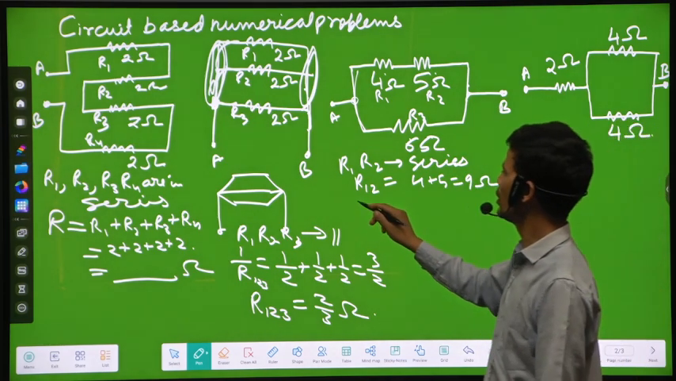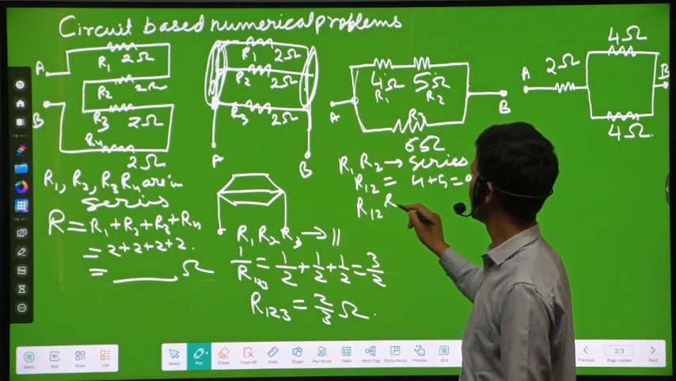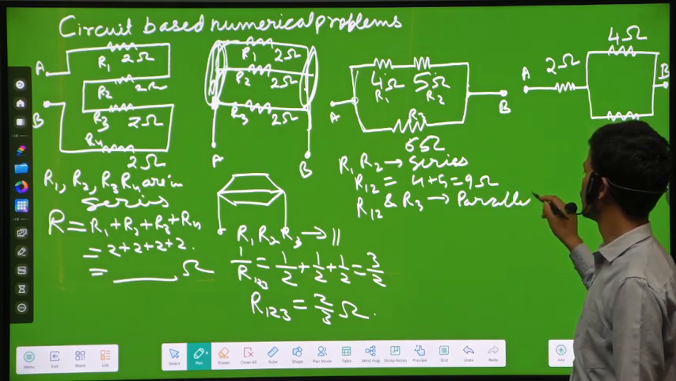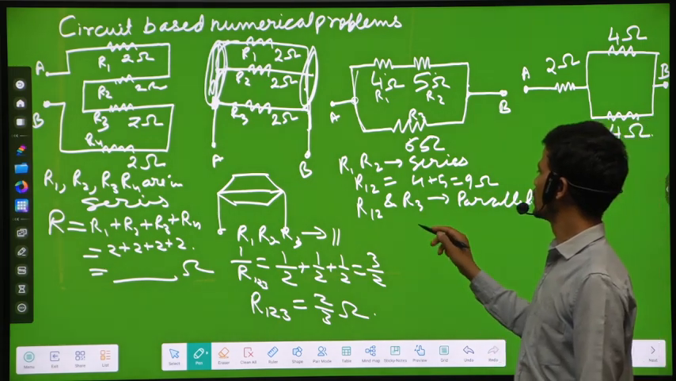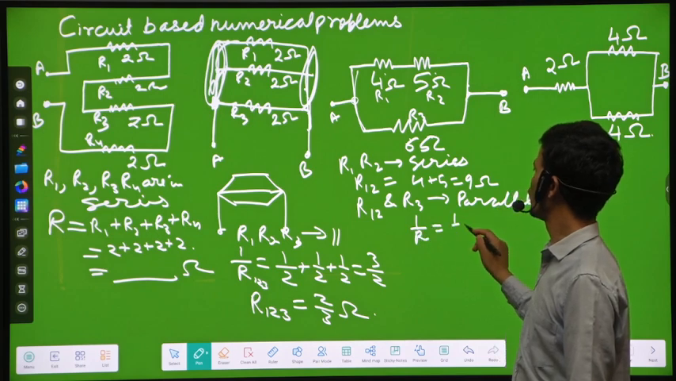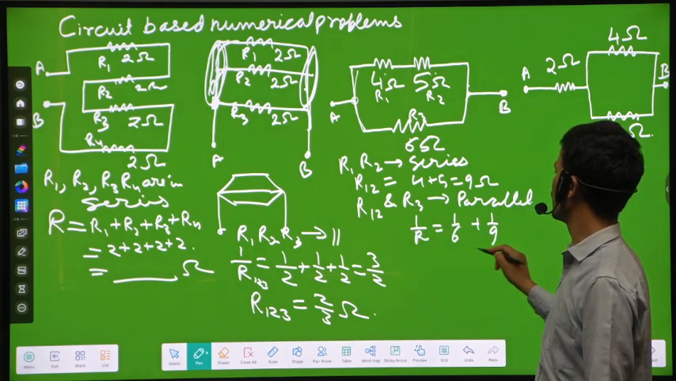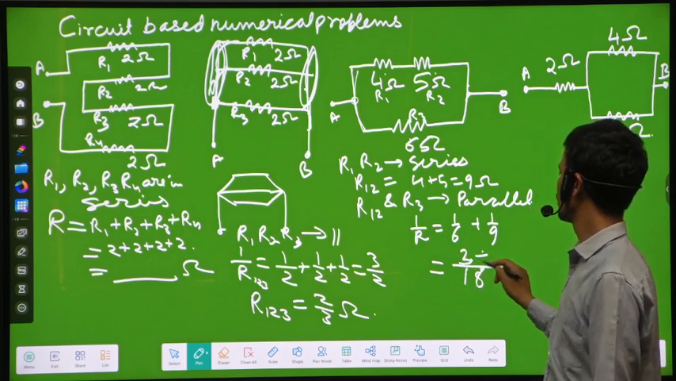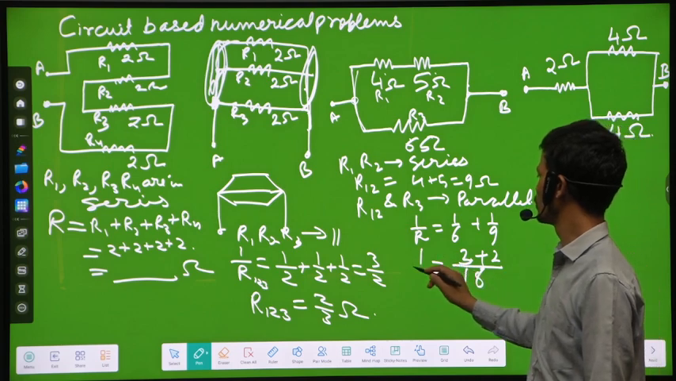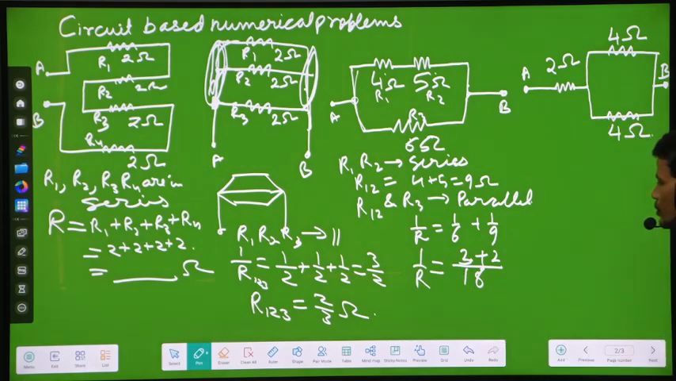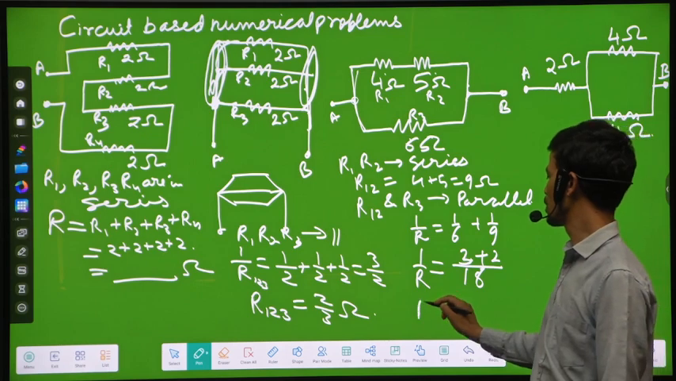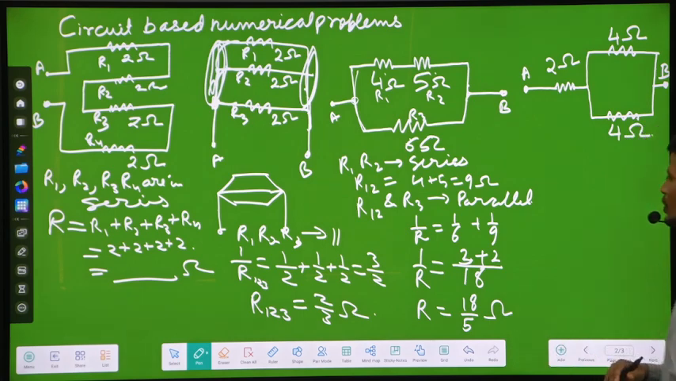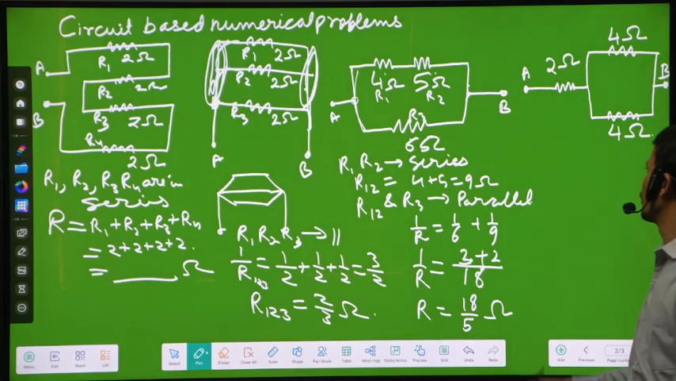And then R12 and R3 are in parallel. So 1 upon R is equal to 1 upon 6 plus 1 upon 9. So it is 18, 3 plus 2. So here it is R equal to 18 upon 5. We can simplify it into decimals; you can do it on your own.